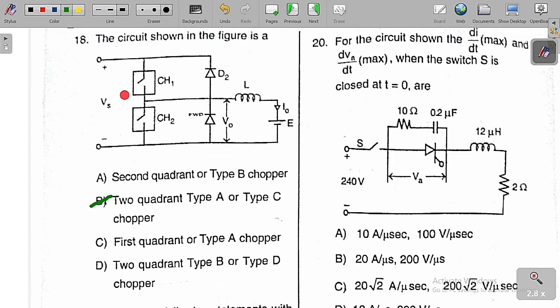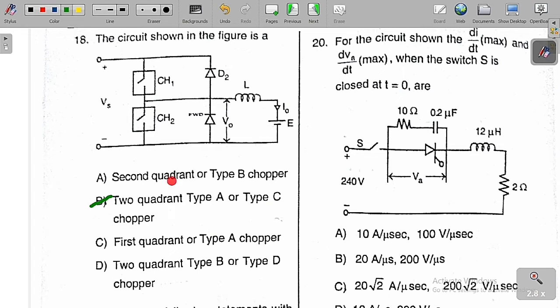So now we are going to solve another question. See the question here. The circuit shown in the figure is a... So this is a circuit they have given, and they are asking what is the type of the circuit we need to figure out. So chopper 1, chopper 2, supply voltage source Vs, diode D1 and diode D2. This D1 is called a freewheeling diode. This is an inductor and this is a DC voltage source E. And this current is I0, the output current, and this is the output voltage.